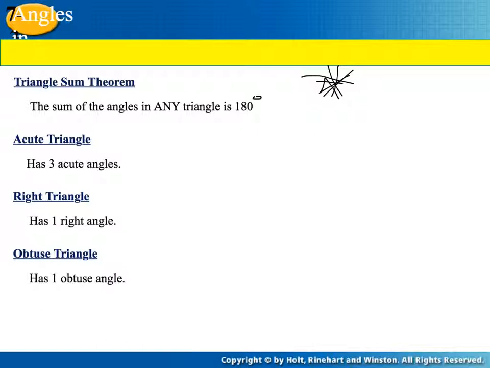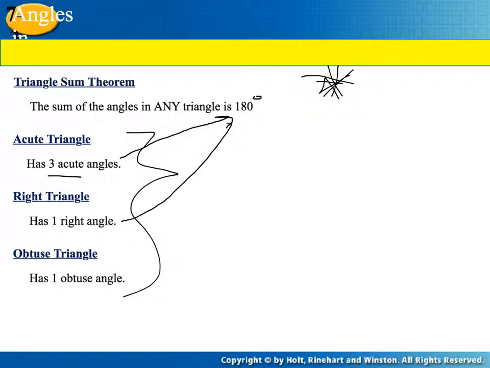All right, so we also know an acute triangle has 3 acute angles, a right triangle has 1 right angle, and an obtuse triangle has 1 obtuse angle. It does not matter what those 3 acute angles are, as long as they add up to equal 180. Your right triangle, it does not matter if you have a 90-degree angle and 2 other angles, again, it has to add up to equal 180.